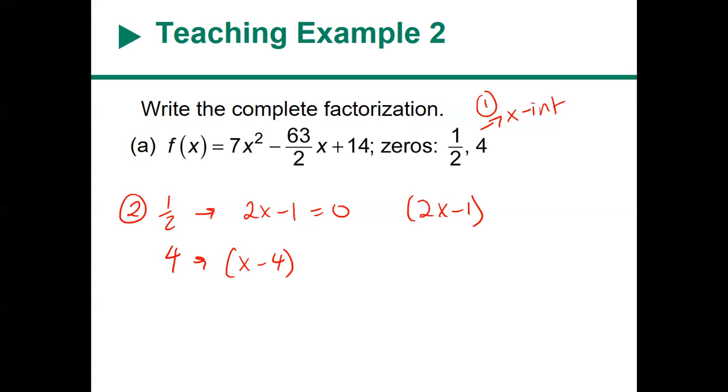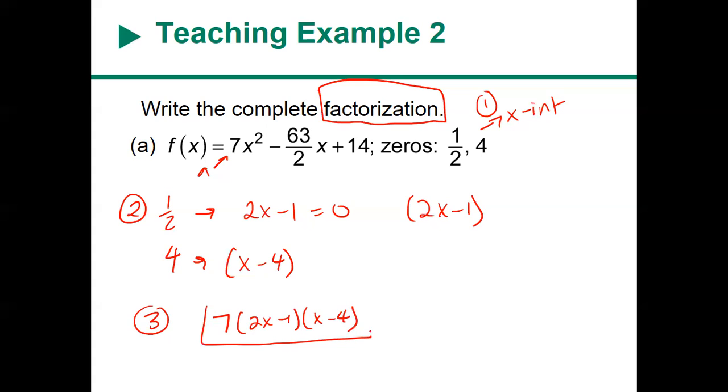We're good. Okay, it asks for a complete factorization. And when it asks for a complete factorization, what that means is that it wants you to also take into account your A. So for this problem, what is our A? 7. So when we write out our factors, we would have to include 7, parenthesis, 2x minus 1 times x minus 4. And that's our complete factorization.